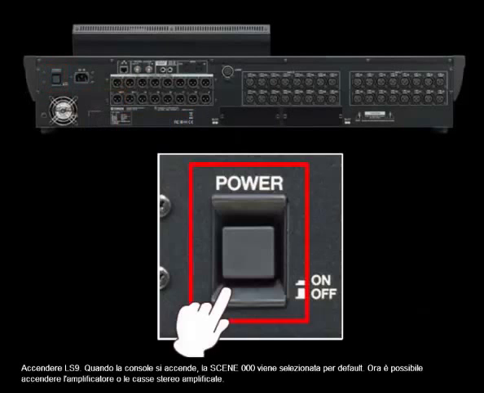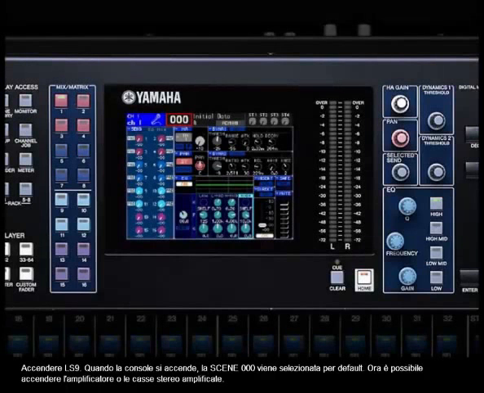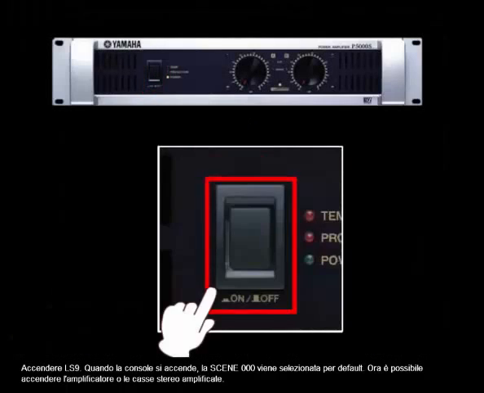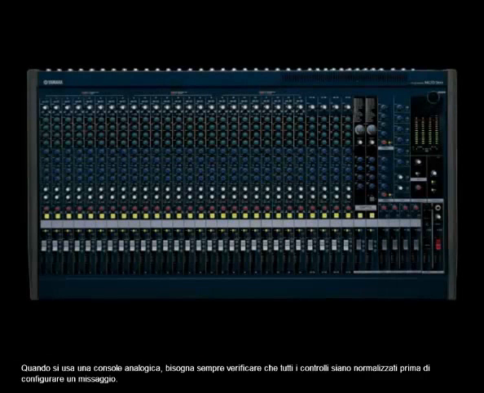Turn the LS9 power on. After the console has powered up, scene 000 should be initially selected by default, you can turn on your power amplifier or powered speakers. When working with an analog console, it was always necessary to check that all controls were normalized before setting up a mix.